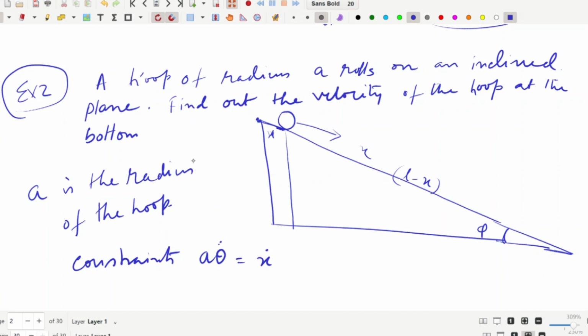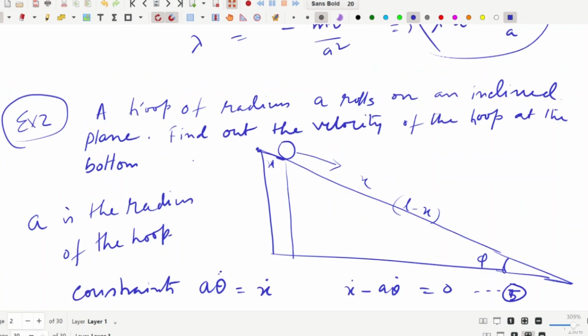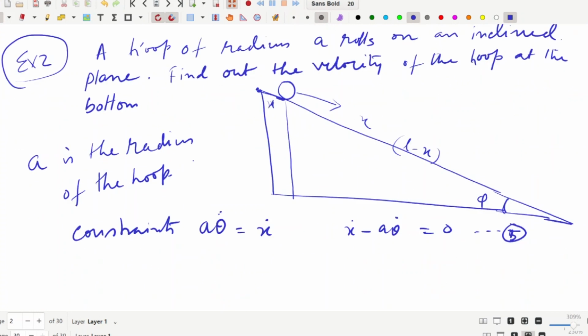Okay. So, now first thing we have to construct. We have found the constraint condition. So, let me write x dot minus a theta dot equal to 0. This is equation 5 of today's lecture, and you can find that your a x in our notation is 1 and your a theta is minus a.